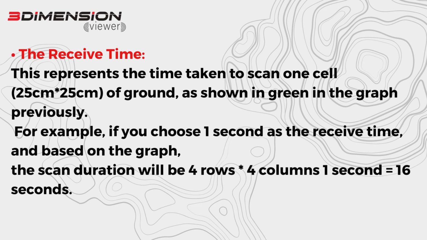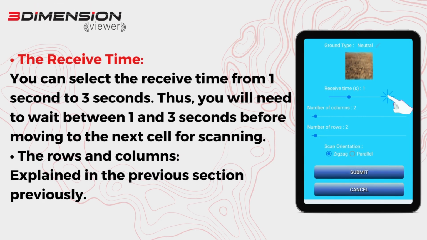For example, if you choose 1 second as the receive time and based on the graph, the scan duration will be 4 rows by 4 columns by 1 second equals 16 seconds. You can select the receive time from 1 second to 3 seconds. Thus, you will need to wait between 1 and 3 seconds before moving to the next cell for scanning.